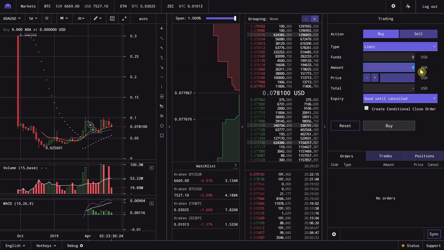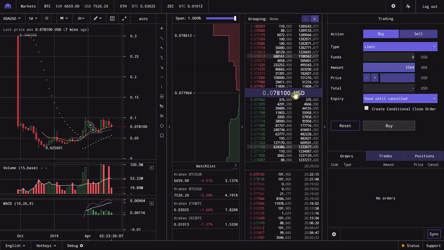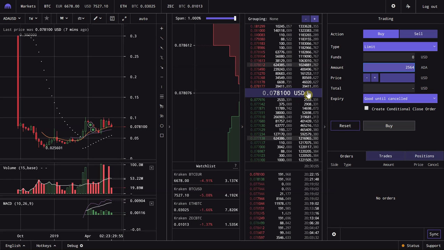So what we want to do is, again, input how many Cardano you want. Let's just say for the purpose, again, it's 2,564, right? So we're just going to put that in here. No problem. And now the price. Typically, when you're buying, you want to put in a price lower than the current price for a limit order. So I would put in like 0.0780. Basically, what a limit order is, you put in a price that you think will be the target, and if it hits that target, then it automatically places the order for you.